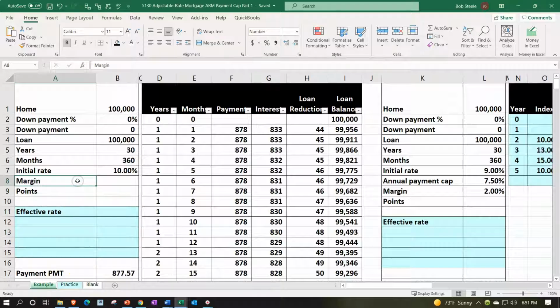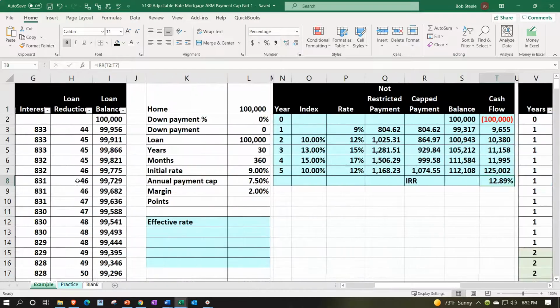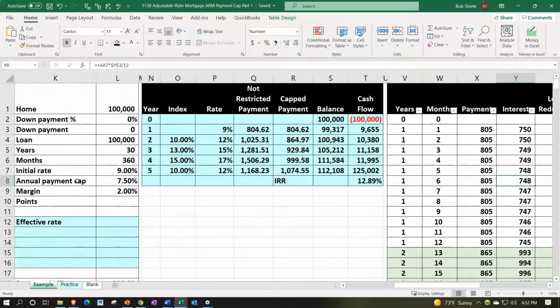We started off looking at the standard fixed rate loan to compare and contrast with the ARM or adjustable rate, looking at the amortization table here that we'll be using as a starting point when we create our amortization table on the adjustable rate. We have a little bit different scenario than prior practice problems with the adjustable rate. We have the $100,000 loan, 30 years, 360 months, 9% on the initial rate. We have the 7.5 increase. That's going to be the annual payment cap. That's the difference. Then we have the margin of the 2%.